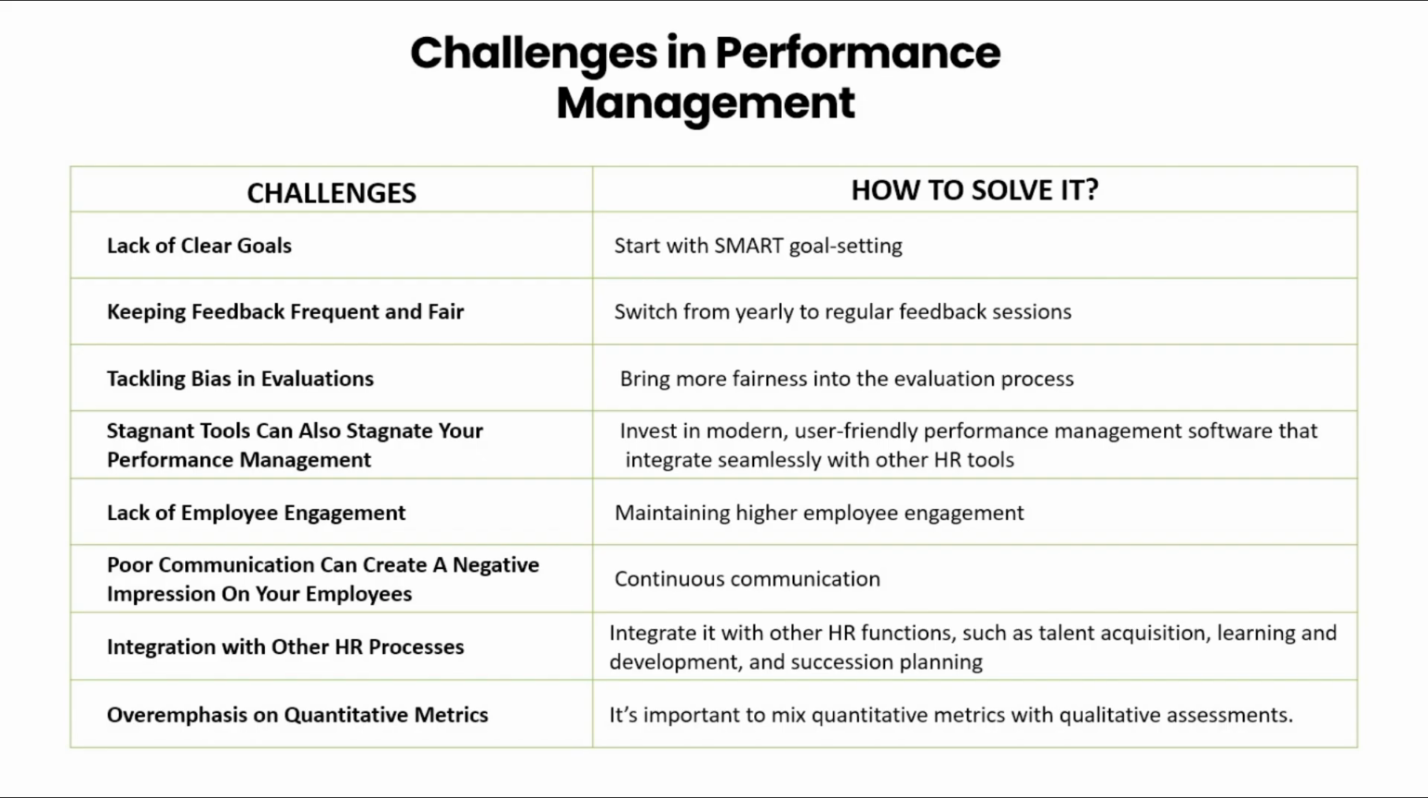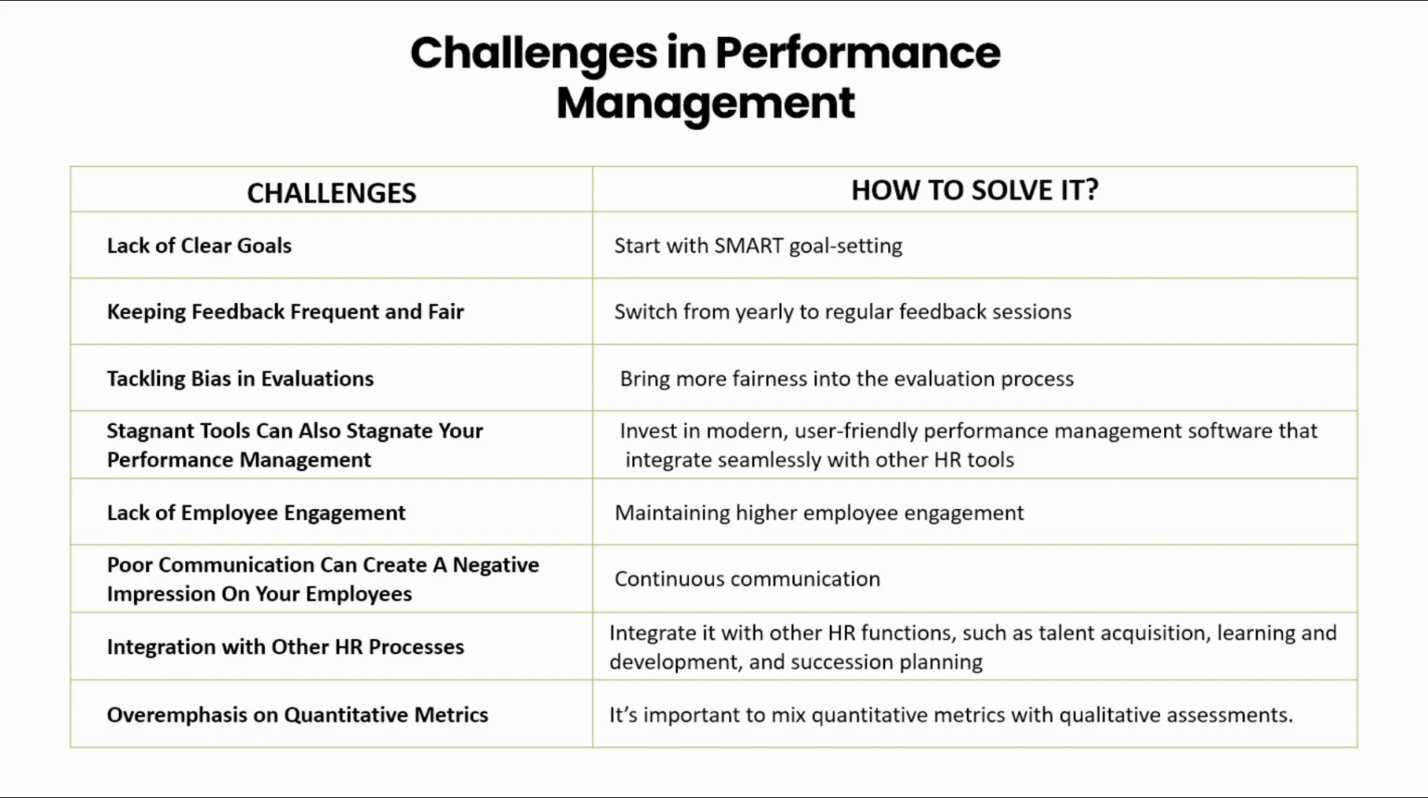Second challenge is keeping feedback frequent and fair. Feedback is often limited to annual reviews, leaving employees in the dark about their performance throughout the year. So how do we solve this? Companies that adopt continuous performance feedback significantly outperform competition at a 24% higher rate. We switch from yearly to regular feedback sessions to keep our team engaged in improving.